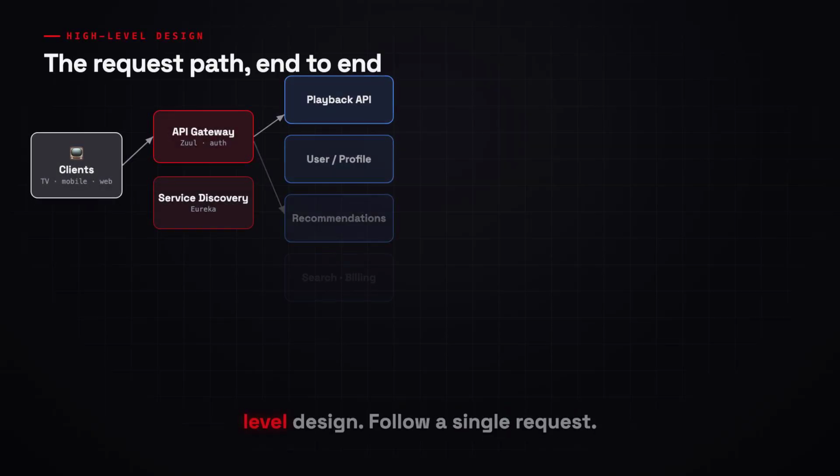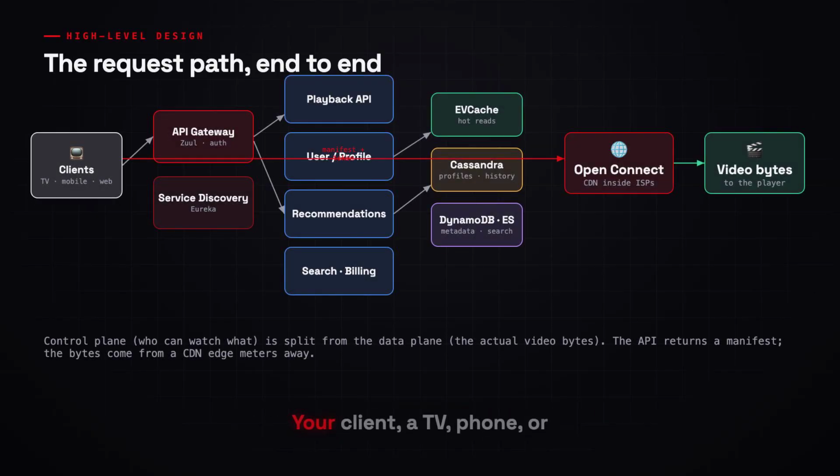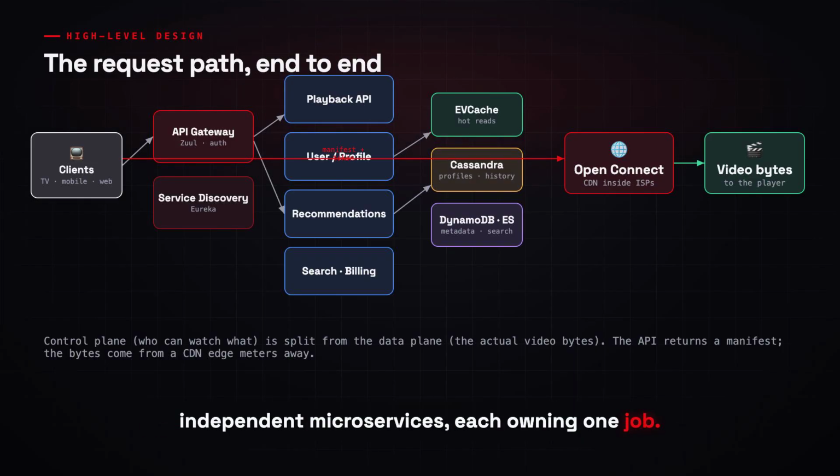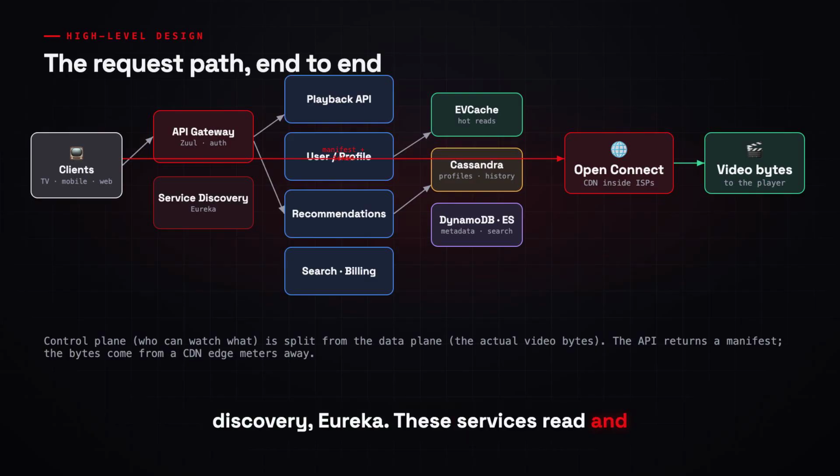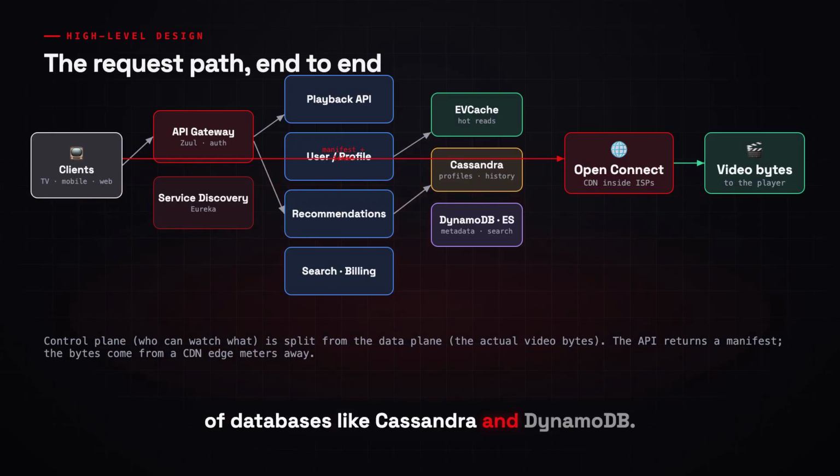Here's the high-level design. Follow a single request. Your client, a TV, phone, or browser talks to an API gateway. Netflix built theirs called Zuul. It handles routing, authentication, and rate limiting. Behind it sit hundreds of small, independent microservices, each owning one job: playback, user profiles, recommendations, search, billing. They find each other through service discovery, Eureka. These services read and write to a data layer, a hot cache called EVCache in front of databases like Cassandra and DynamoDB.